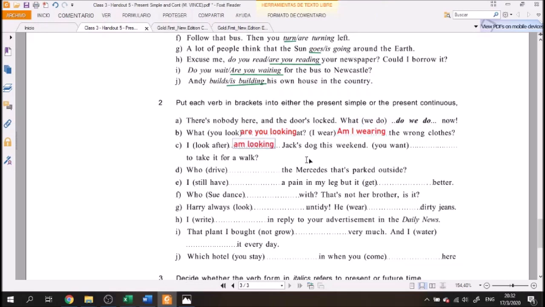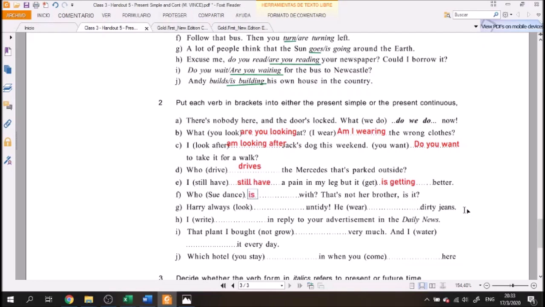I am looking after Jack's dog this weekend. Do you want to take it for a walk? I am looking this weekend, future connotation. Good. D. Who drives that Mercedes that's parked outside? It is parked. Nobody's driving it right now. It's parked. Good. I still have pain in my leg, but it is getting better. Still has a static verb. Remember we discussed them last class?